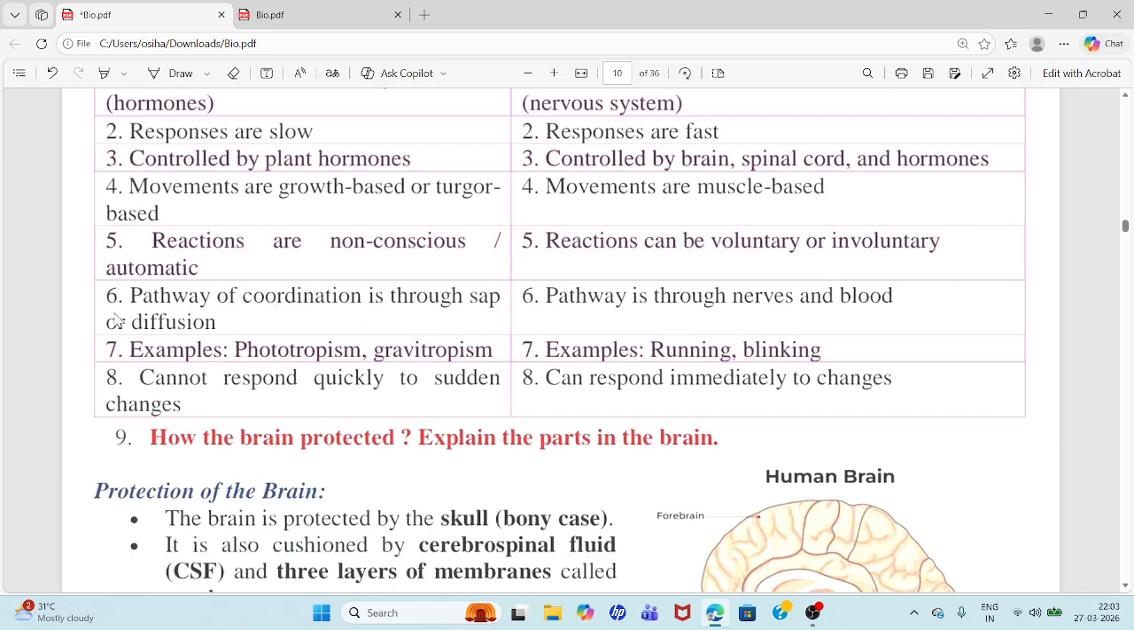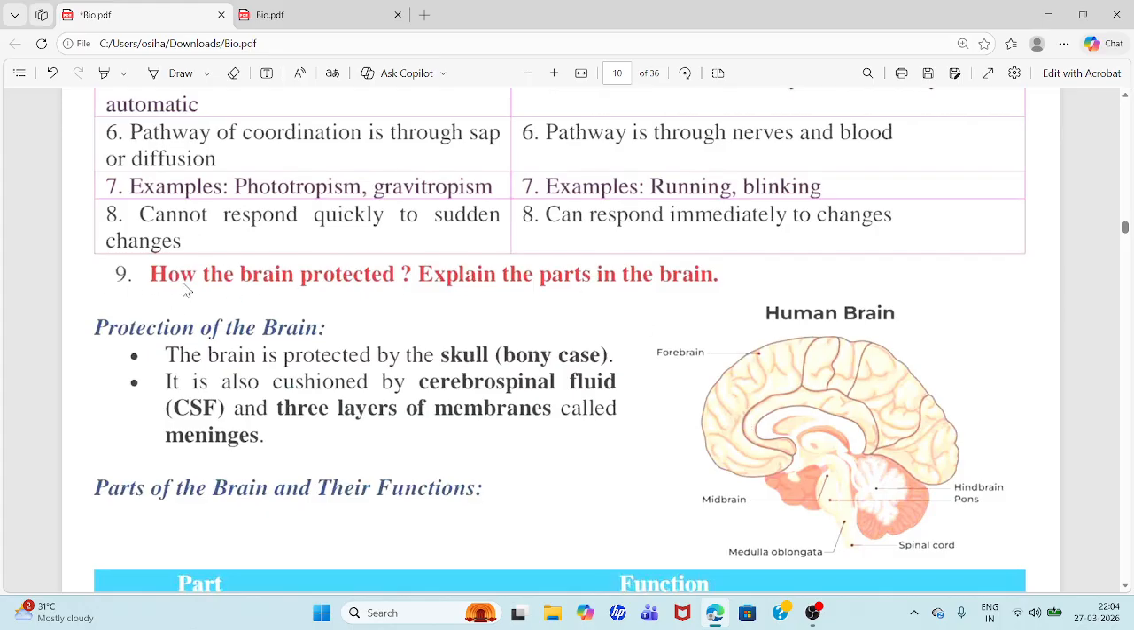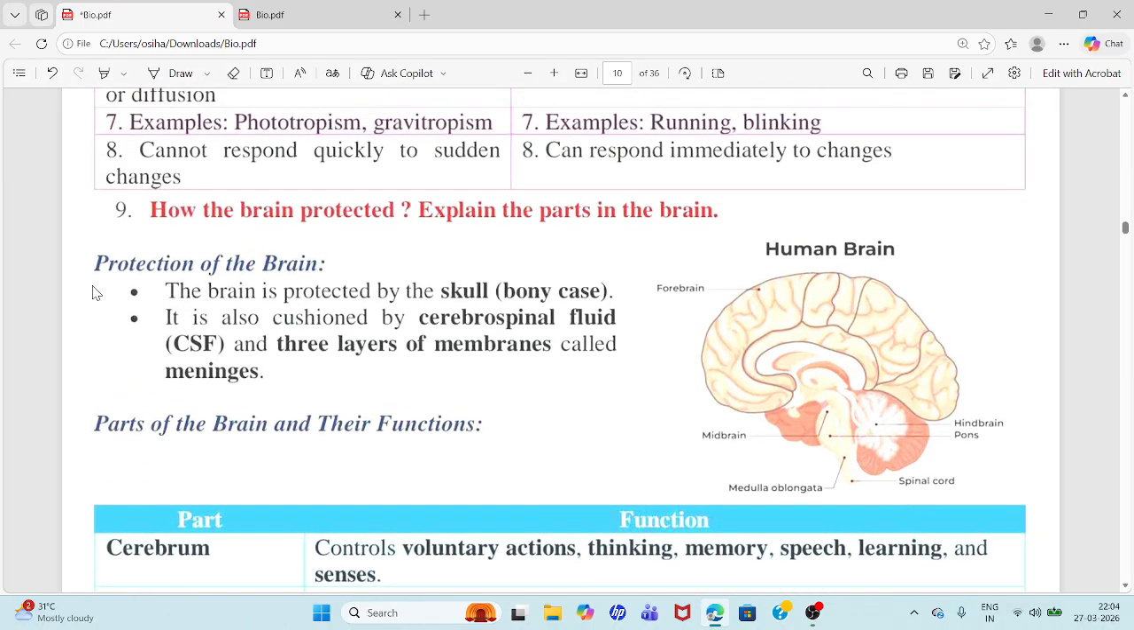Pathway of coordination is through sap or diffusion. Here, pathway is through nerves and blood. Example: phototropism, gravitropism. Example: running, blinking. Eighth point: cannot respond quickly to sudden changes. Here, can respond immediately to changes. Ninth question. How is the brain protected? Explain the parts of the brain. See this diagram. This is the human brain. You can see the parts here also.